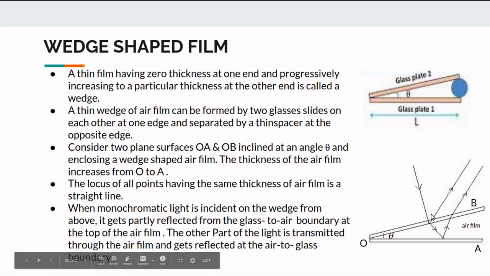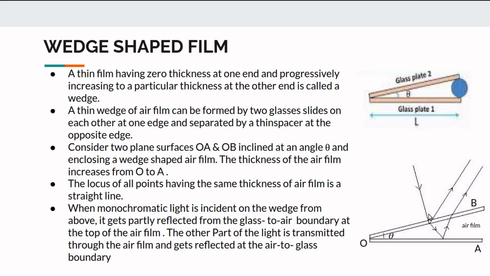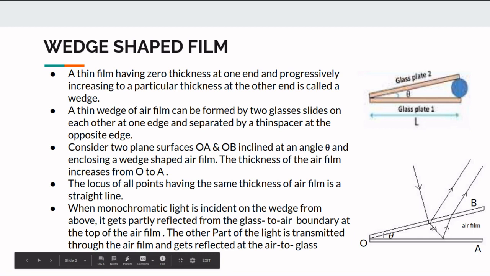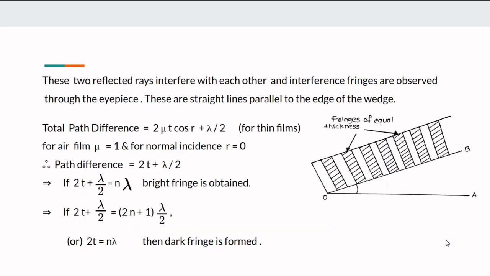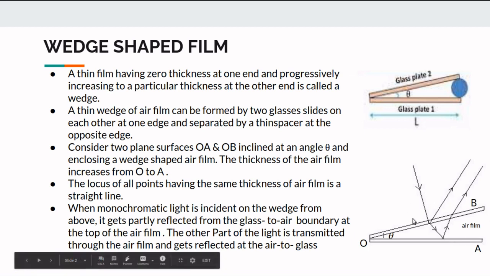that is on the wedge shaped air film, it gets partly reflected from the glass to air boundary. This is the glass to air boundary. Here the light is entering from glass to air. Then a part of it is reflected and a part of it is transmitted through the air. Next, this transmitted light again undergoes reflection at this glass plate, that is at the air to glass boundary. These two reflected rays are derived from the same incident ray. This is the incident ray. This is the path followed by the first reflected ray, and this is the path followed by the second reflected ray.